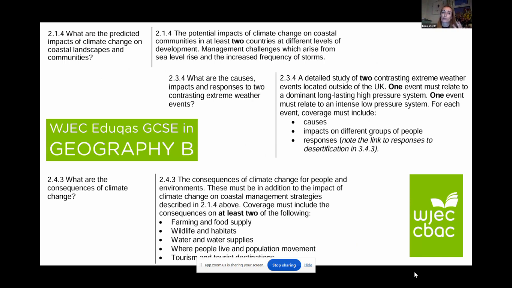So students need to look at climate change and coastal communities, the impacts of extreme weather events, and the consequences of climate change for people. And there's some bullet points that we kind of have to try and meet within there. So things like farming and food supply we study, wildlife and habitats, where people live, etc. So whilst those are the obvious ones, there are lots of other little examples that we can take a look at within there.